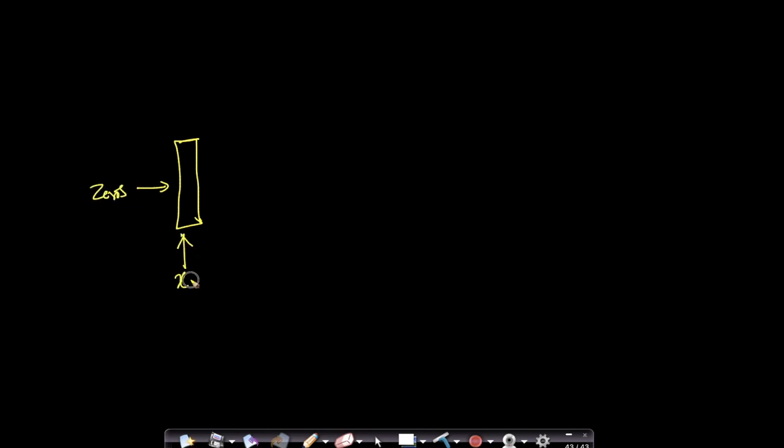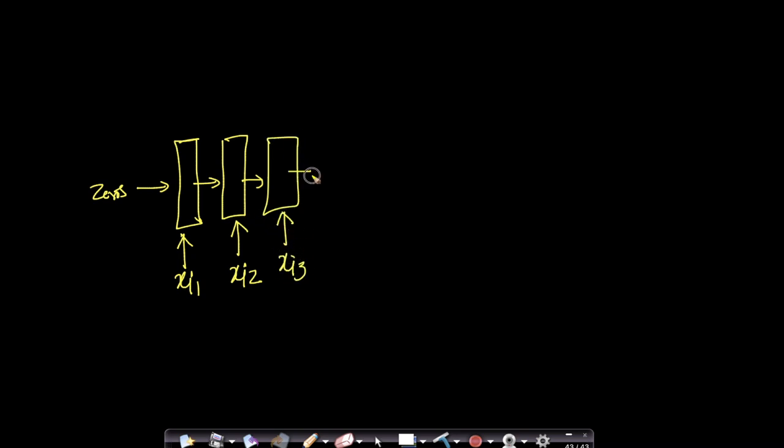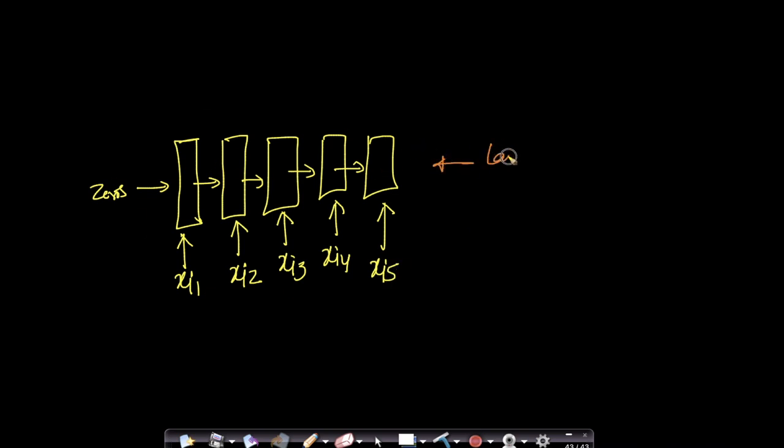You have your x1, it generates some output which goes to x2, which goes to x3, and you have your x4. Let's assume there are 5 inputs here, just for the sake of it. Now, this is your layer 1. This is your input layer, this is your input, and this is your time axis.